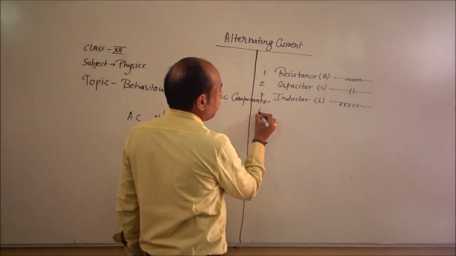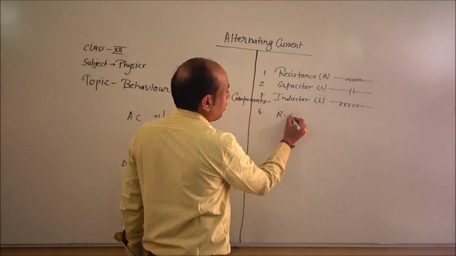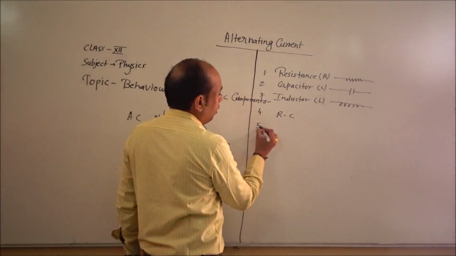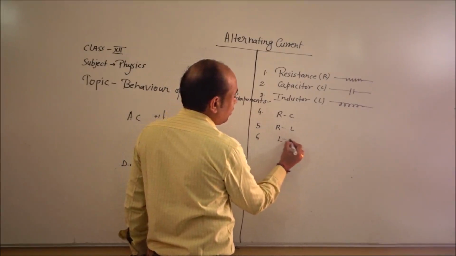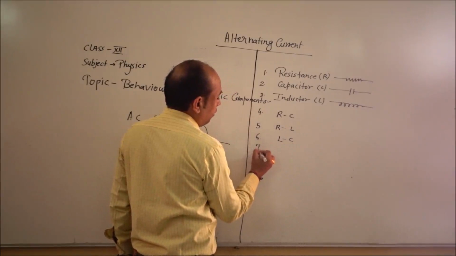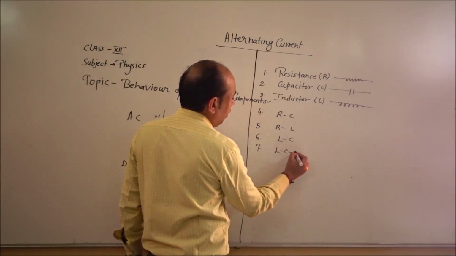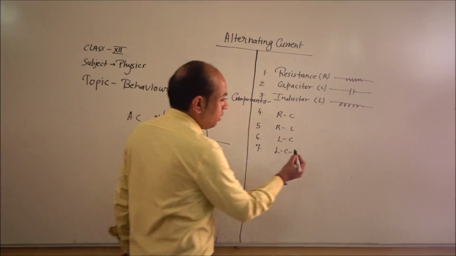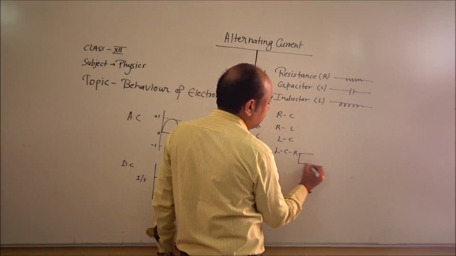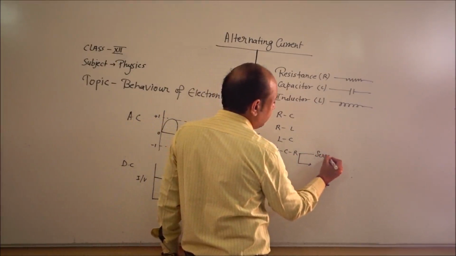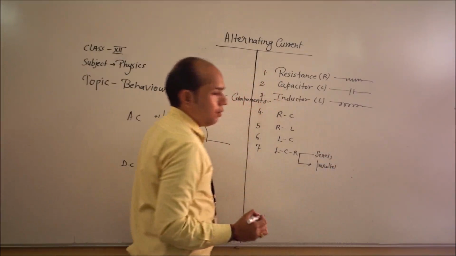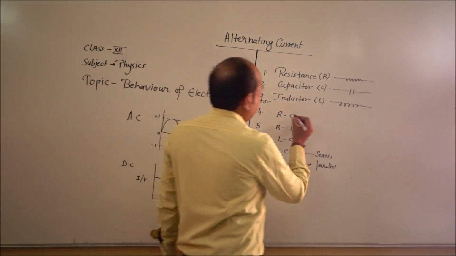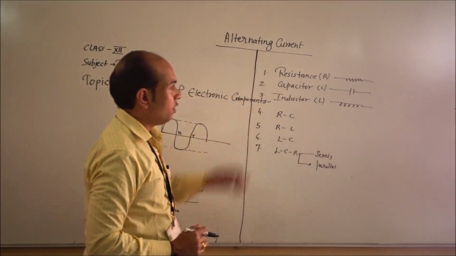The combinations may be R with C, R with L, L with C, and the seventh one, L, C and R. And for LCR there might be possibilities in series and parallel. So in total we have 7 combinations. One by one we will come to them.